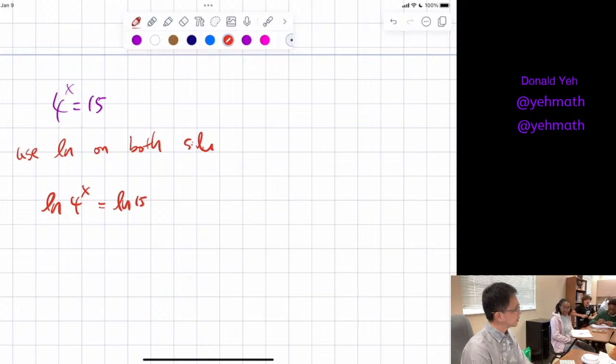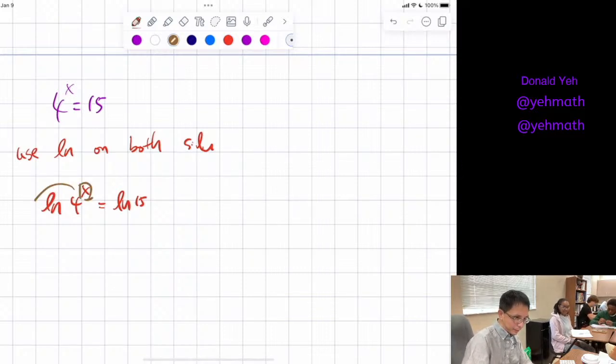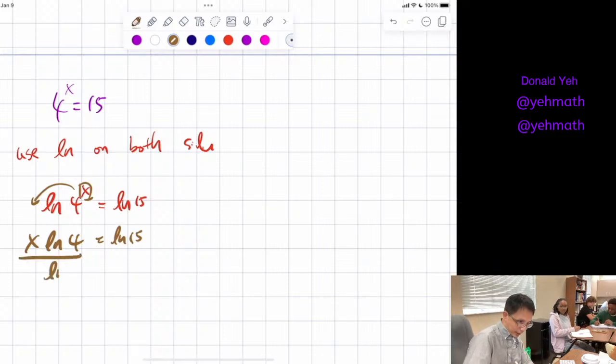I don't think you answered that question yet, Brendan. You can bring down the exponent. The key thing is this. This is a known, right? This can bring down to the front, so be x natural log of 4 equal to natural log of 15. And all I gotta do is solve for x. If I solve for x, guess what? Natural log 4 on both sides, and x equal to natural log 15 over natural log of 4.